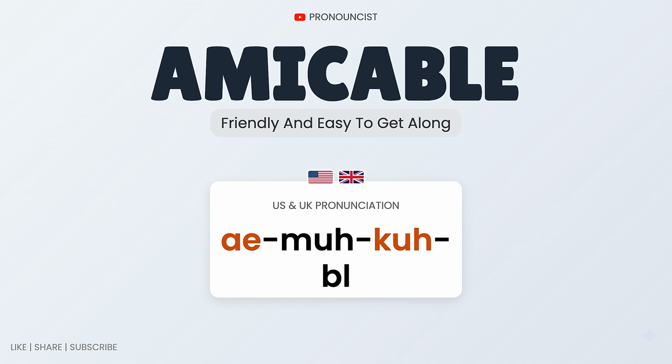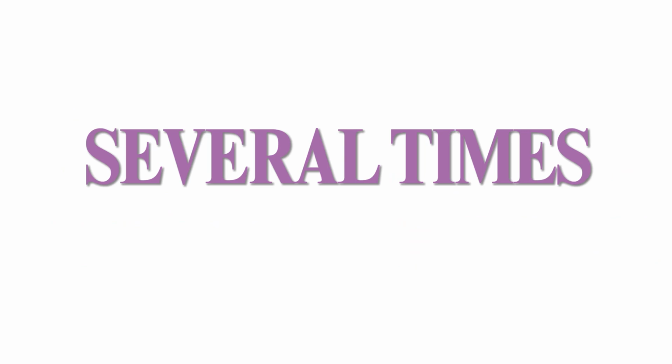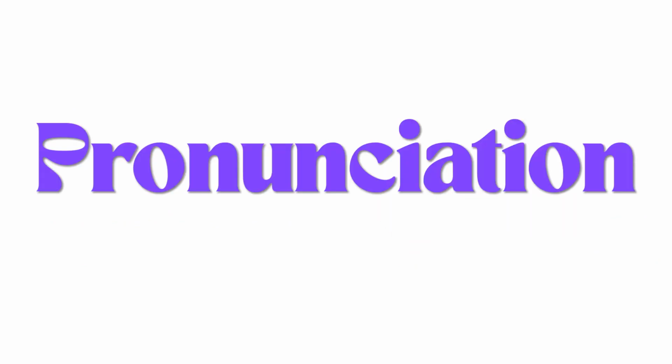AMICABLE. Practice repeatedly and you'll soon be able to say this word perfectly. The best way to practice is to repeat the syllable multiple times. The meaning of the word is friendly and easy to get along. Try repeating this word several times to improve your pronunciation.